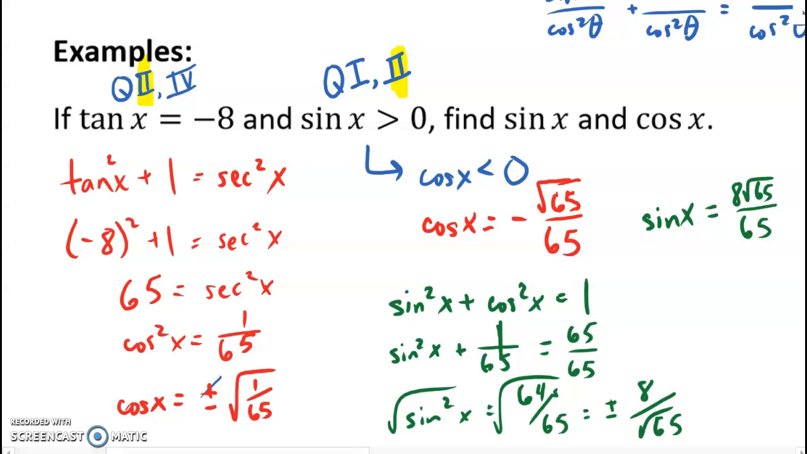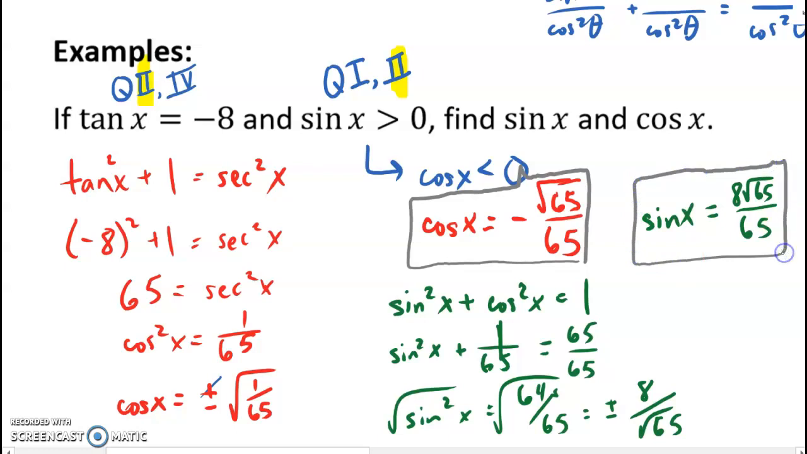Some of you might have been thinking, well, instead of using the Pythagorean identity to find the sine of x, maybe we could have used the quotient identity, because the sine of x divided by the cosine of x equals the tangent of x. And that would have been another way to go about doing this. They're both completely right. It's really up to you how you do it. As long as you're showing your work, then you should be good.